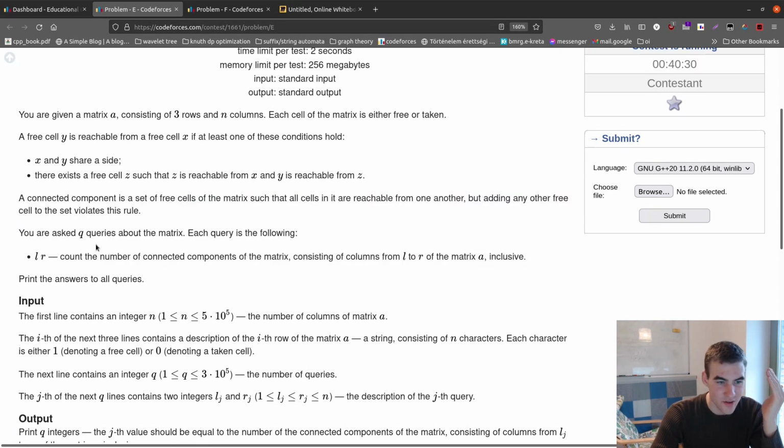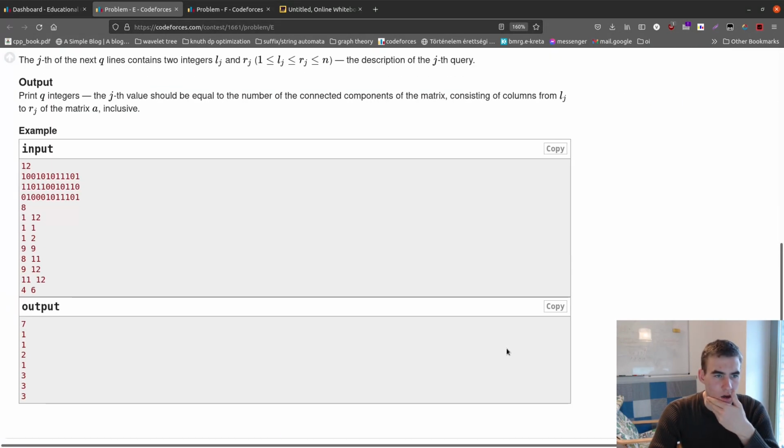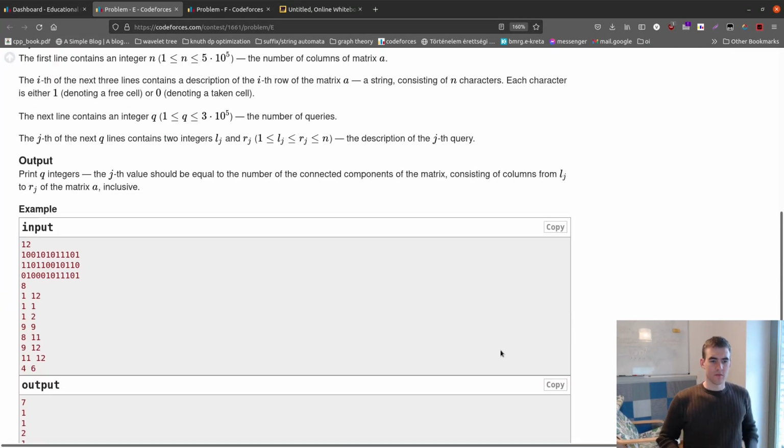You are asked Q queries about the matrix. Each query is the following: L, R, count the number of connected components of the matrix consisting of columns from L to R of the matrix A, inclusive. 2, 3, 4, 5, 6, 7.